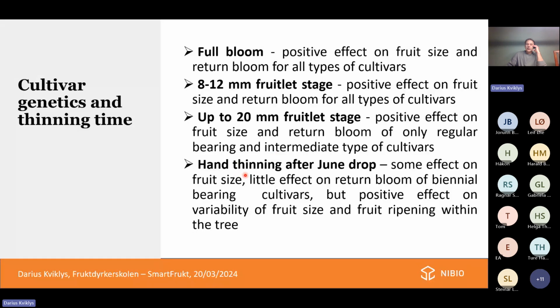And hand thinning after June drop has some effect on fruit size, but very little effect on return bloom of biennial bearing cultivars. But it has a positive effect on variability of fruit size and fruit ripening within the tree.